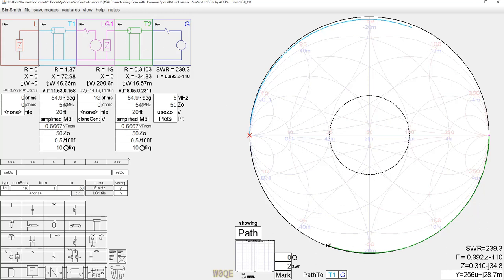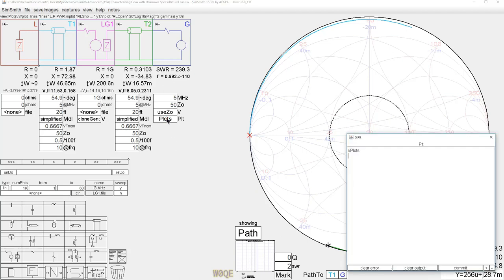And it reads 0.310 minus J34.8. Now, every single antenna analyzer in the world will read impedance, or little network analyzers will read impedance. Some will also read reflection coefficient, which can be gotten from taking the impedance and doing a simple formula. But we can also get SimSmith to do the formula for us.